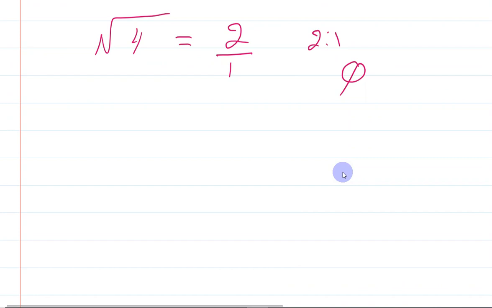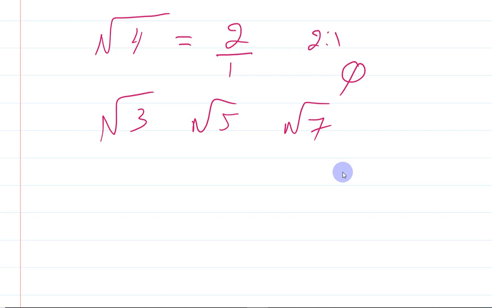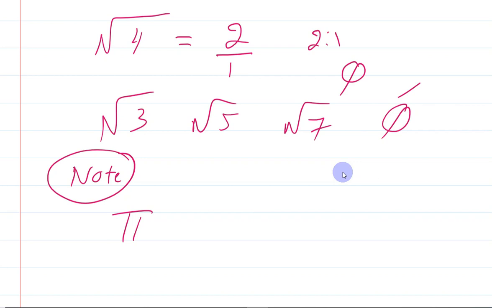I can say also the square root of 3, the square root of 5, the square root of 7. All of these we can call irrational numbers. Very important notes you have to take about pi. Is pi a rational or irrational number? If I write pi this way, it belongs to the irrational numbers.